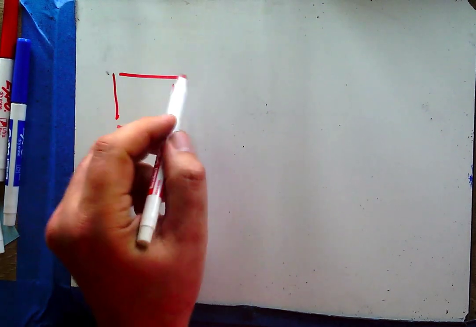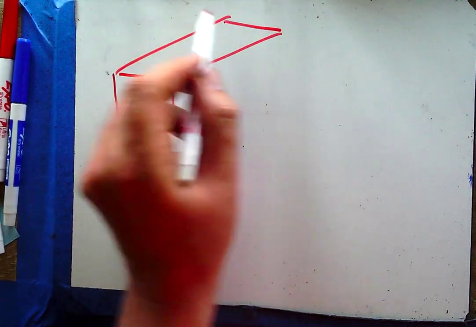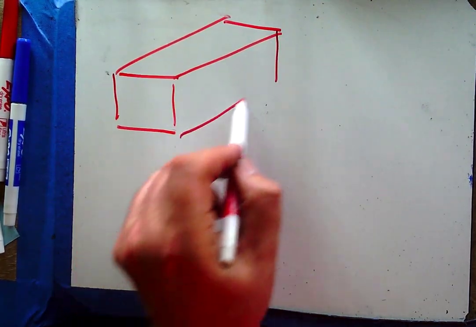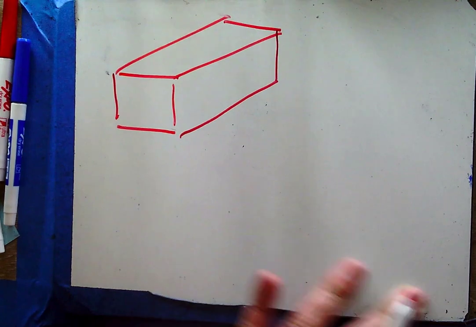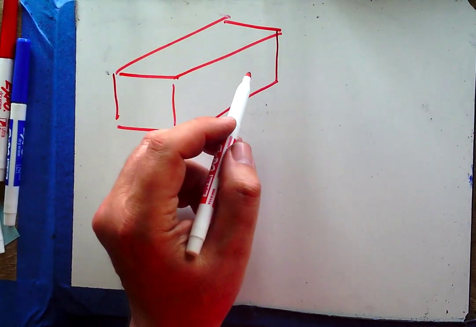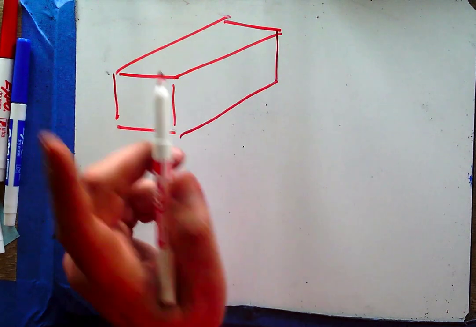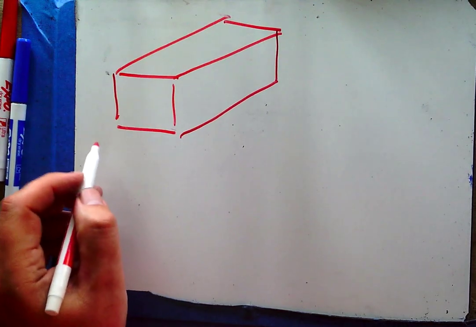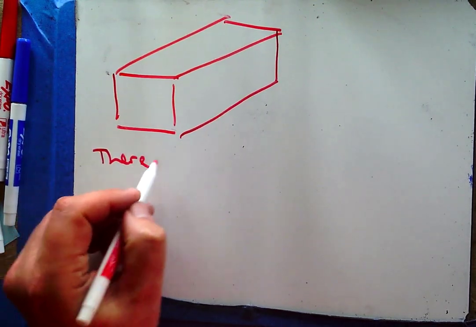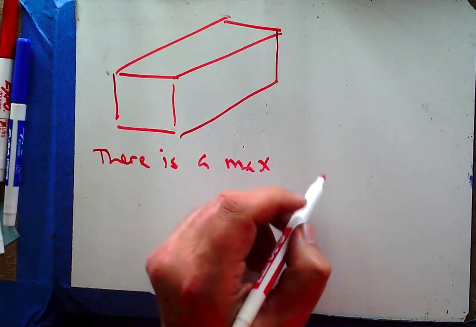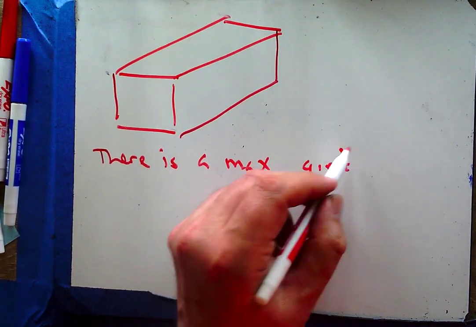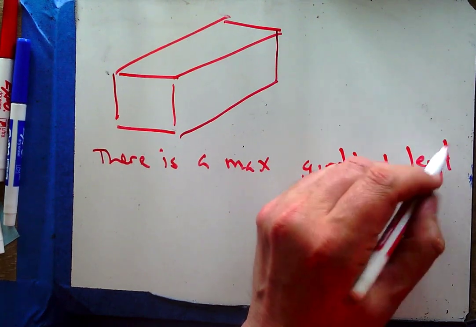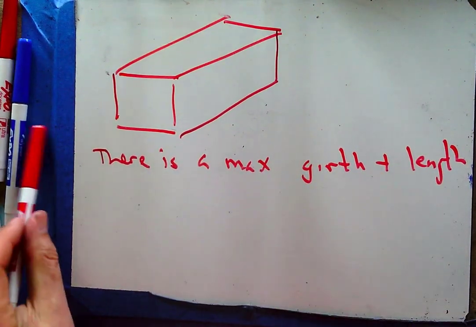Our last problem is a shipping question. And if you go to the post office, especially if you talk to an older teller, they'll have a piece of string or a chain. Maybe if they're younger, they'll have a tape measure. But the post office says that there is a maximum girth plus length to any box you can send with them.